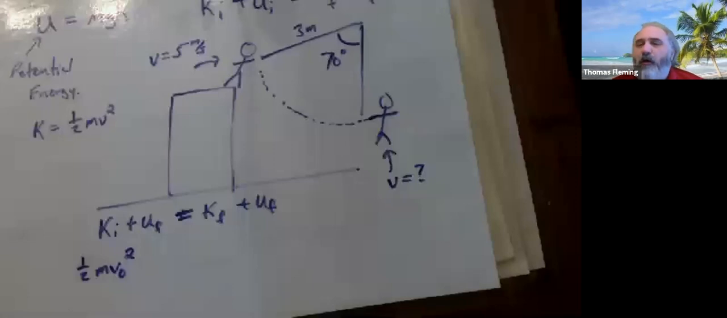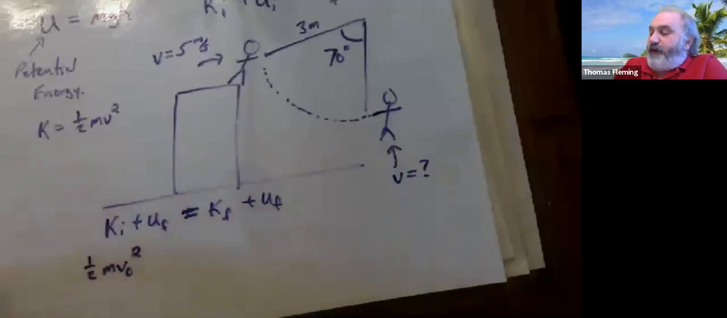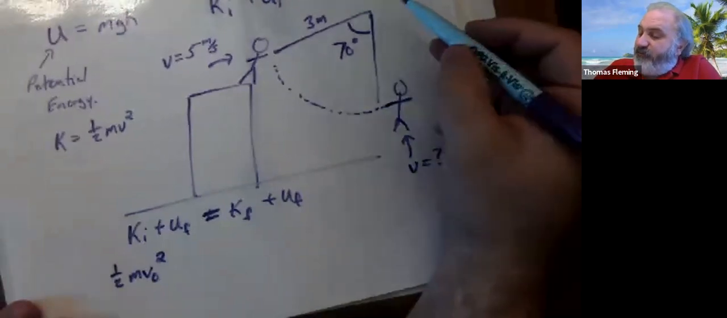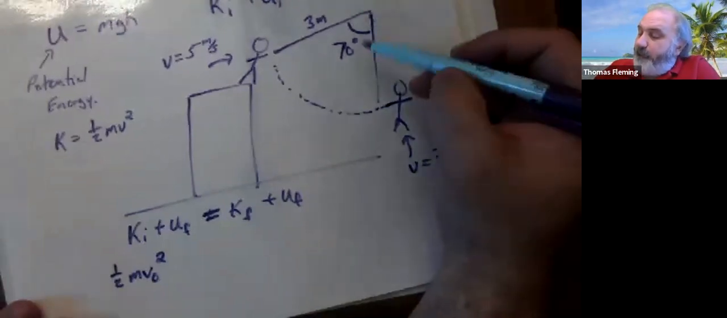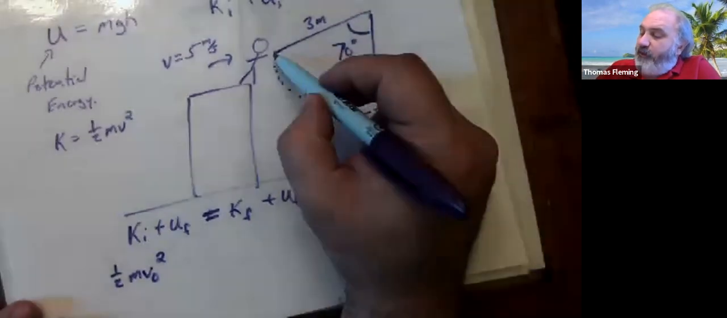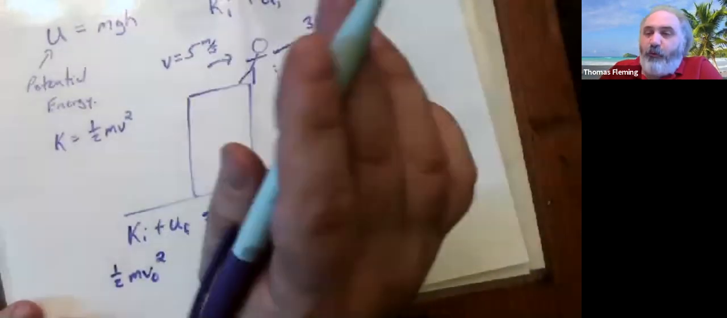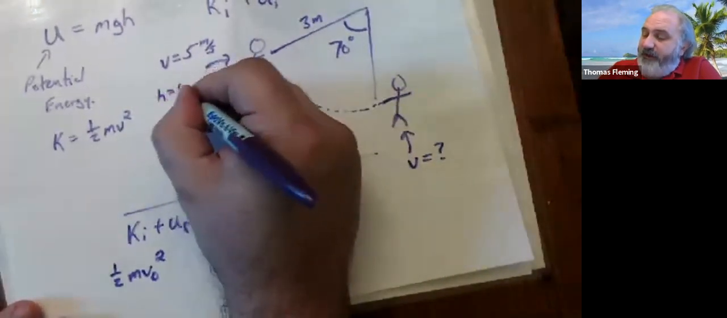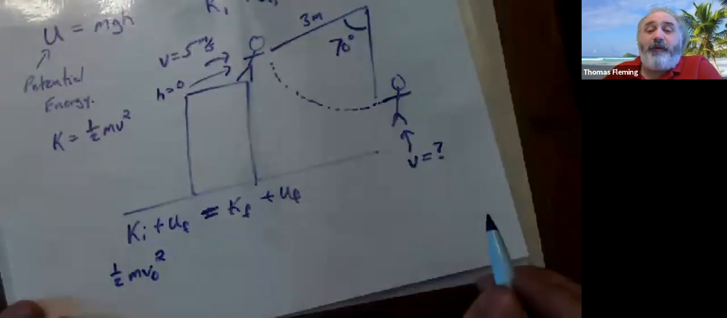You can always call any location you want height 0. And any height above that is going to be some positive height, and any height below that is going to be some negative height. So if this is his starting location, I can always choose if I want to call this location height 0. And that's what I'm going to do.